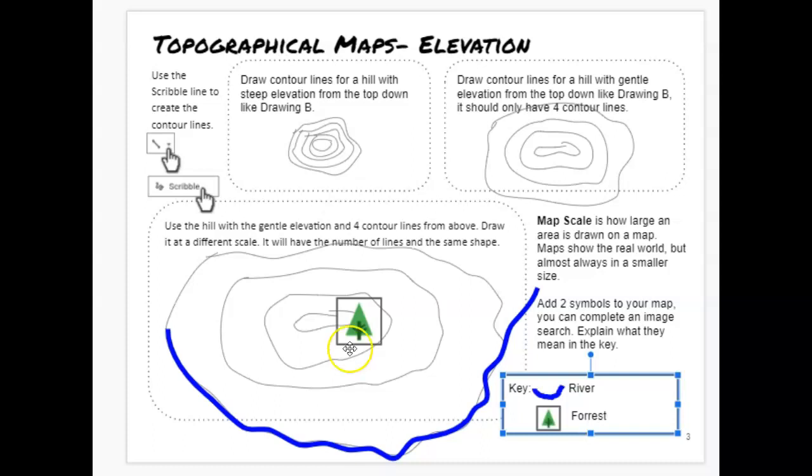So now I have 2 symbols explained in the key on my map that's a different scale from the one up there. Uh-oh, I moved part of my hill. Undo.